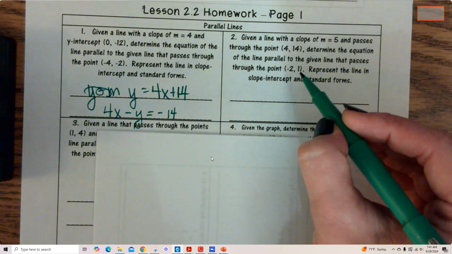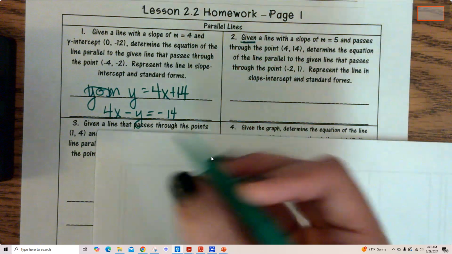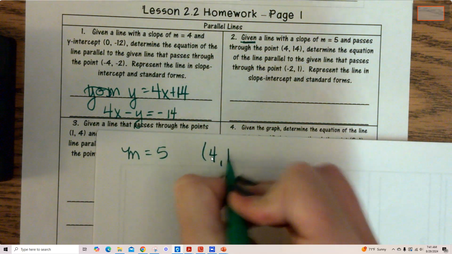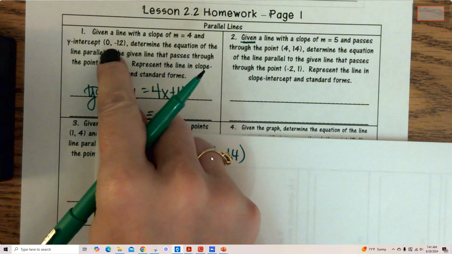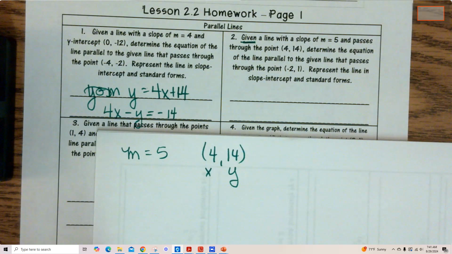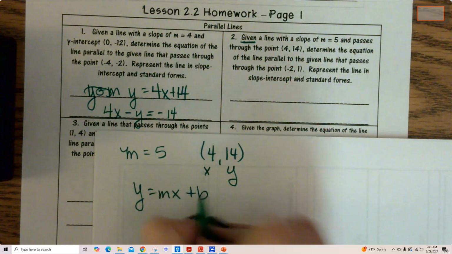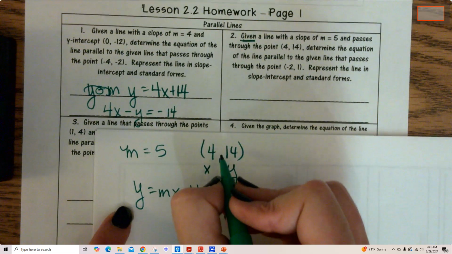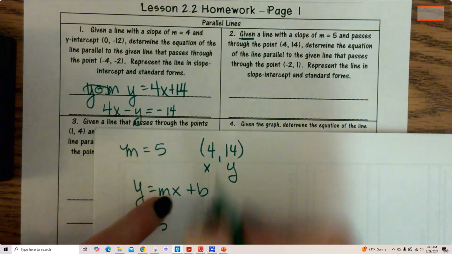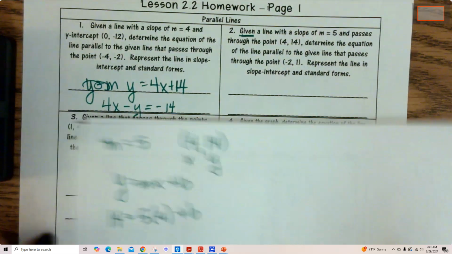So I'm going to get you started on this one. I'm going to write you the equation for the given line. We know the slope is 5, and we know we have this ordered pair. On this one, they gave us the y-intercept. This one, they just give us an ordered pair. And that's okay. We can still use slope-intercept form. Fill in the pieces that we know: y is 14, m is 5, x is 4, plus b.